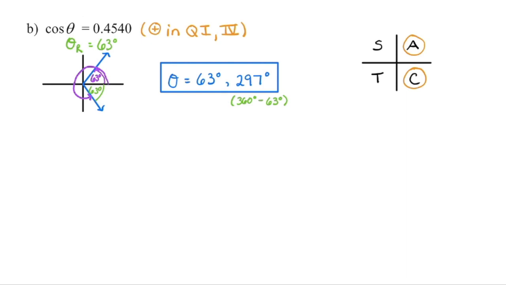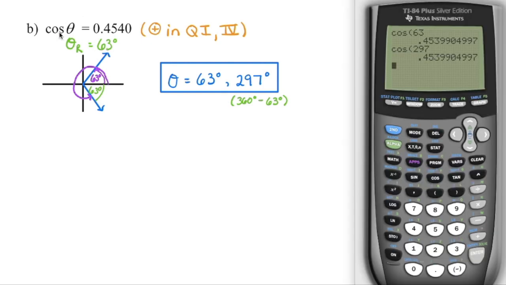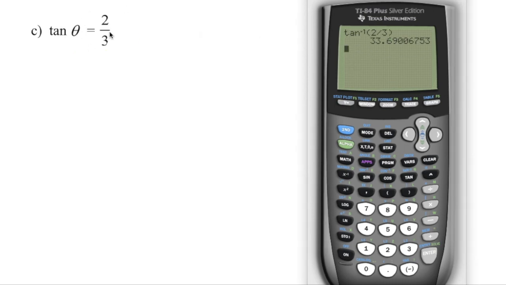And then again, you can always verify this. We can enter the cosine of 63 degrees as well as the cosine of 297 degrees. And you're going to see that this ratio here is a little bit different than this one because we rounded that angle. You're given a ratio in fraction form.